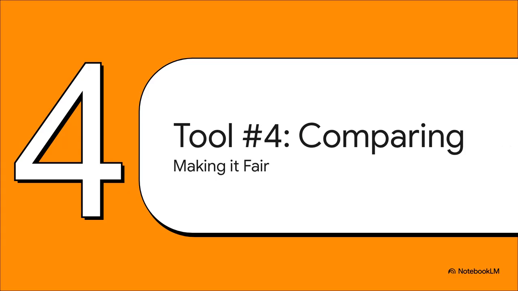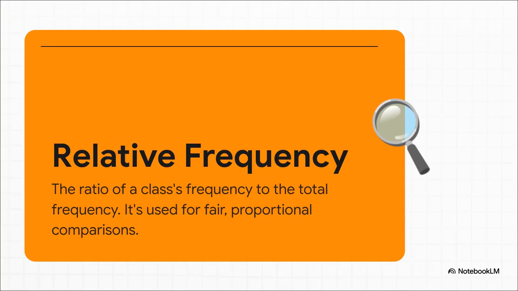And that brings us to our final challenge, and it's a really common one. How do you actually make a fair comparison between two groups when they're different sizes? I mean, is having 7 students out of 50 pass a test better than 3 out of 20? This is where our last tool is absolutely essential. The secret is to stop thinking in raw numbers and start thinking in proportions. And we do that with something called relative frequency.